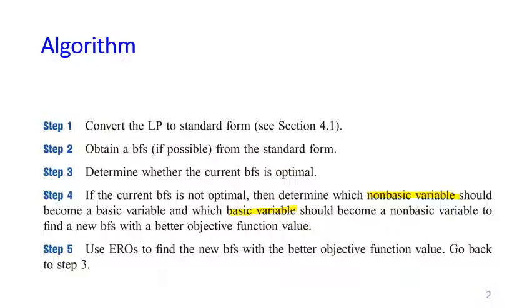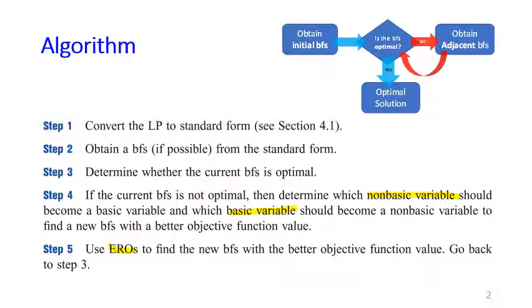And then after you determine the adjacent BFS, usually you will need to do elementary row operation to create the new BFS. So as you've seen in the previous video, these steps may be described with this flowchart. So the second step is obtain initial BFS. Step 3 is asking if the BFS is optimal. Step 4 is obtaining adjacent BFS and then perform the ERO, and then you go back to step 3 to ask the question, is the current BFS optimal or not? So that's really all the steps that you need to follow if you want to perform simplex algorithm.